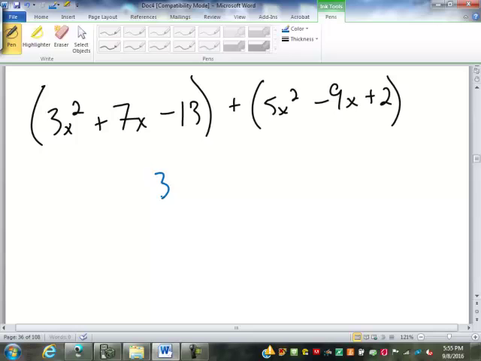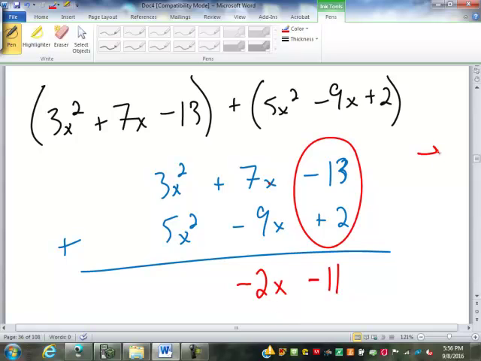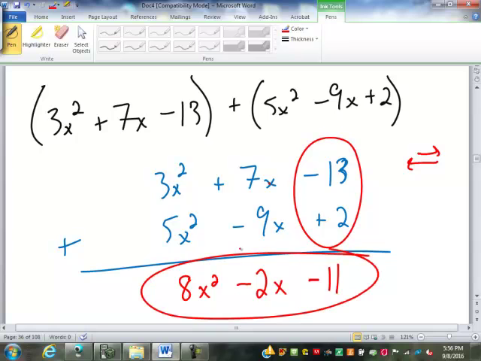So I go to line things up again. 3x squared plus 7x minus 13. 5x squared minus 9x plus 2. And I am adding down my columns. Negative 13 and positive 2 makes negative 11. So I have to be careful with my negatives. 7x and negative 9x make, careful, positive 7, negative 9 makes negative 2. So negative 2x. And 3x squared and 5x squared, 8x squared. Good. So I'll keep track of our negatives.